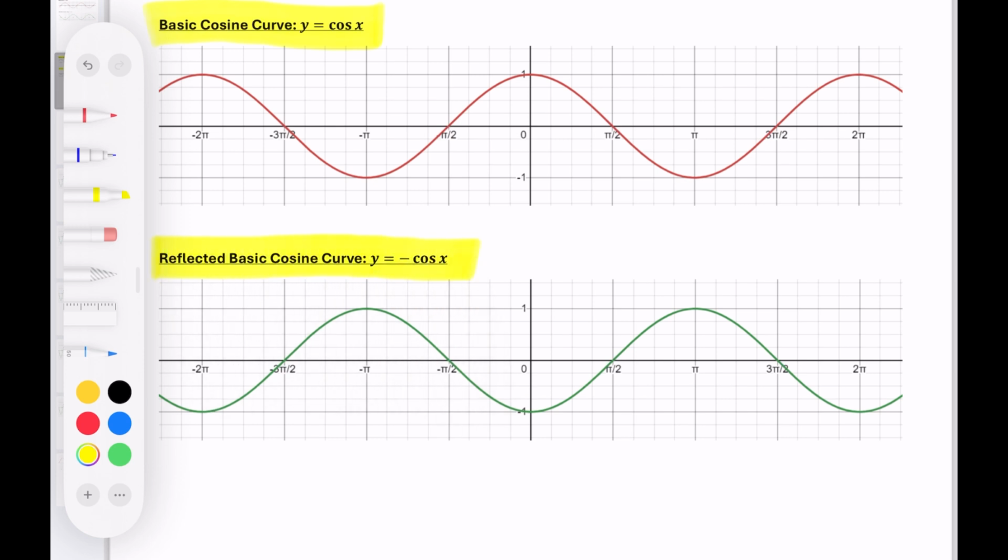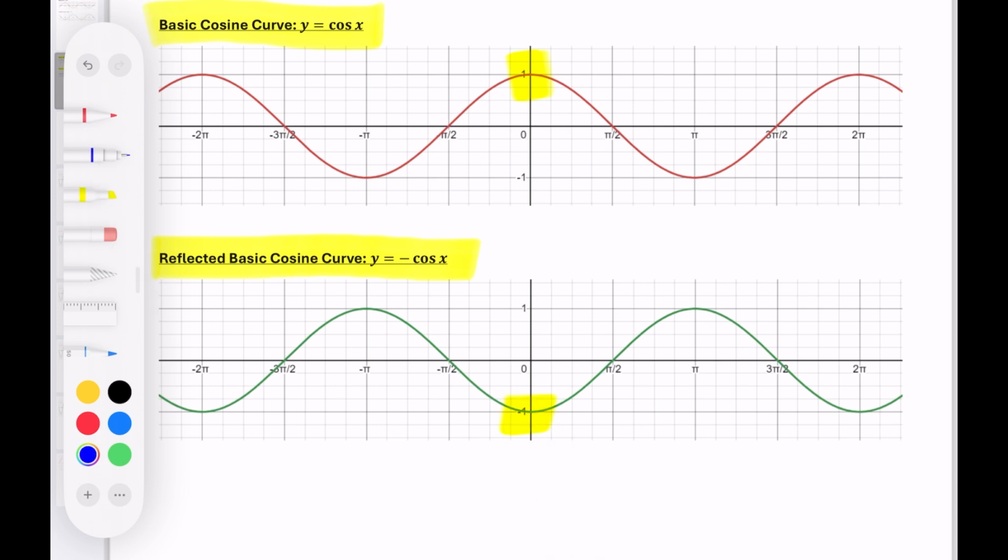The equation of the basic cosine curve is y equals positive cosine x. The equation of the reflected basic cosine curve is y equals negative cosine x. Once again, the starting point of basic curves is the point of intersection between the graph and the y-axis. Therefore, for the basic cosine curve, right here is the starting point. For the reflected basic cosine curve, the starting point is right here.